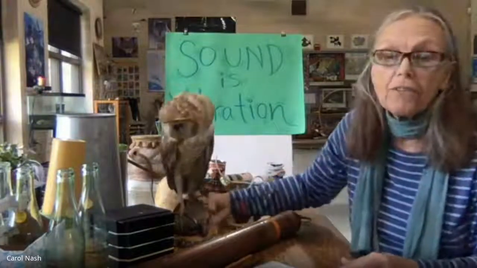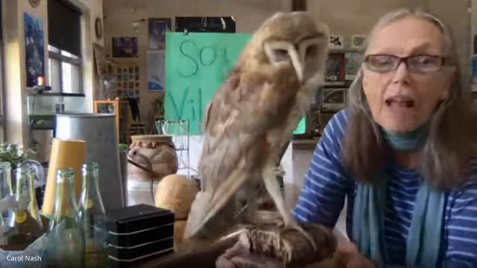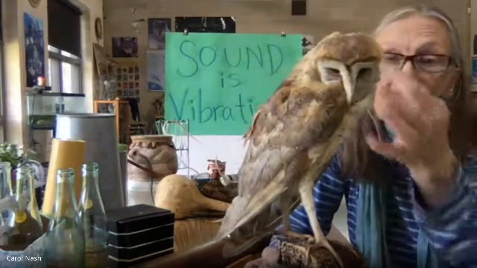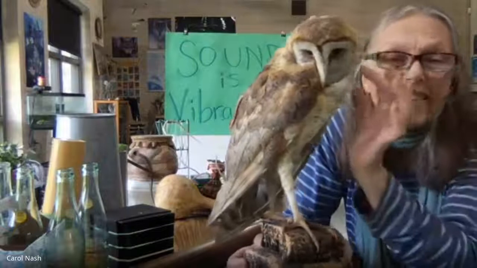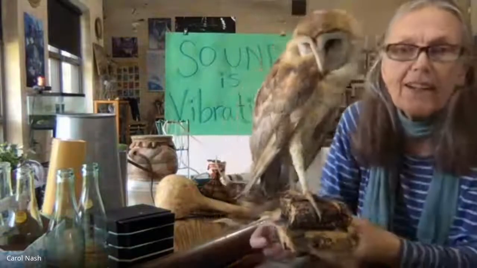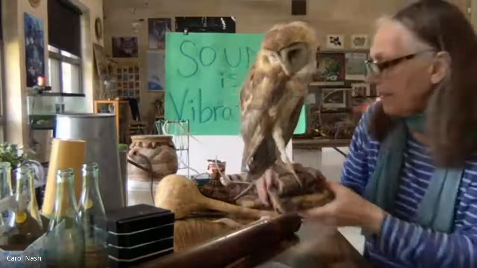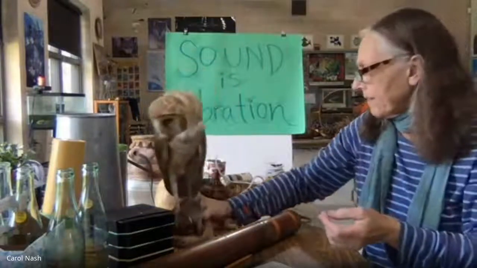Owls also have great hearing. They can hear a mouse under the snow. They can hunt in total darkness just by listening. Okay, so these discs around their eyes help funnel the sound to their ears. The ears are under the feathers, but they're really, really good hearing. Really good.